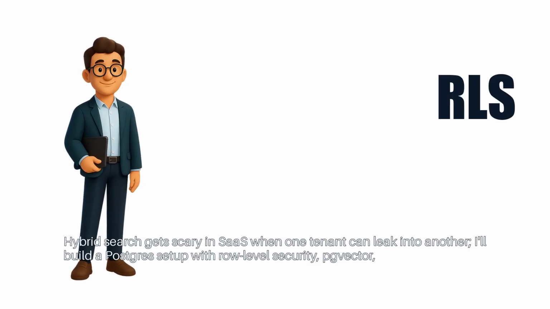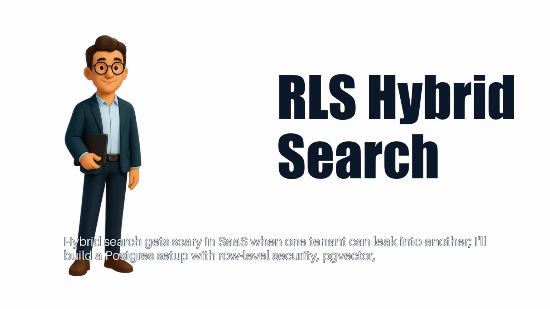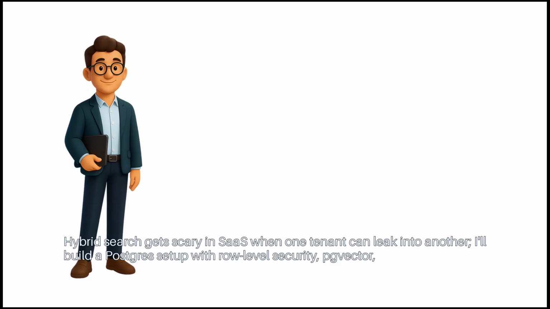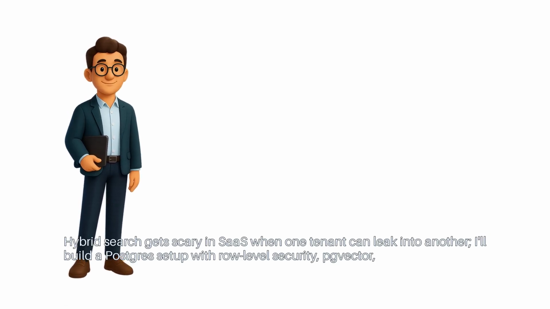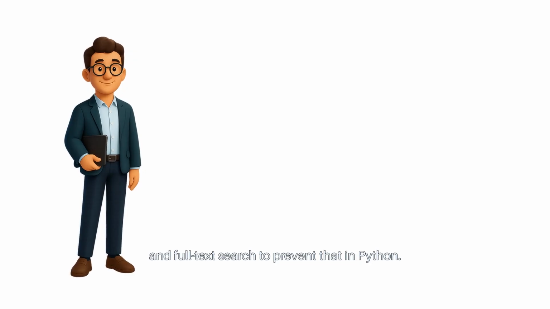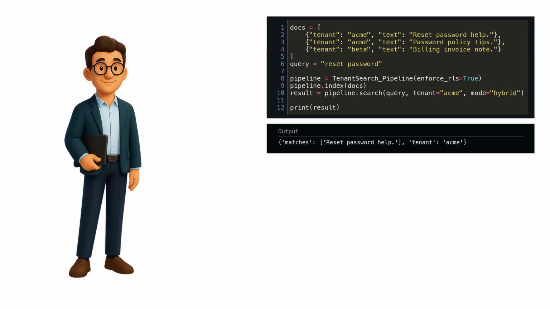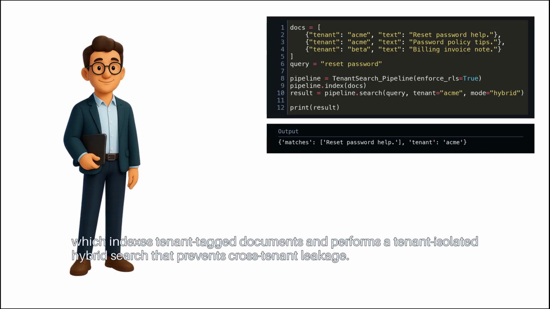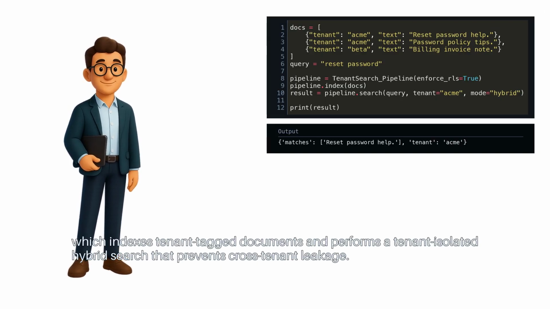Hybrid search gets scary in SaaS when one tenant can leak into another. I'll build a Postgres setup with row-level security, pgvector, and full-text search to prevent that in Python. This is the workflow you'll know how to run when we're done, which indexes tenant-tagged documents and performs a tenant-isolated hybrid search that prevents cross-tenant leakage.